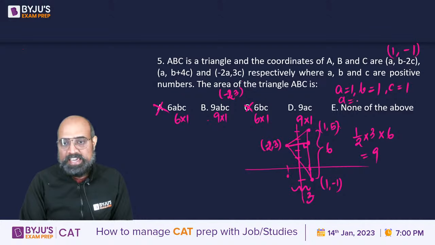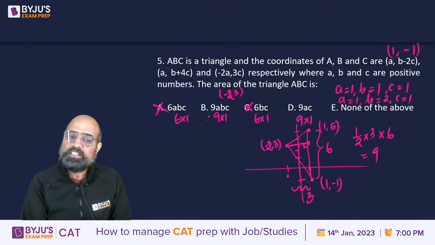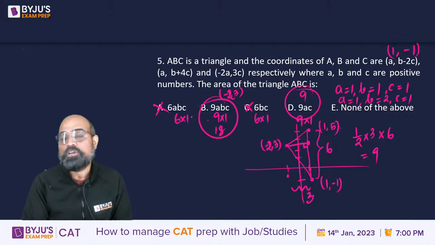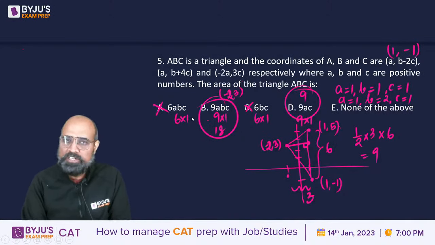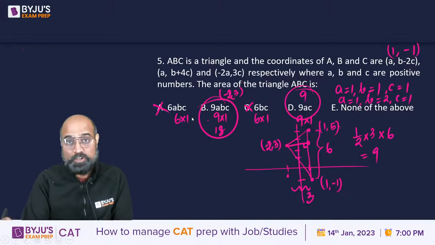So if I take A as 1, B as 2, and C as 1, now I will have two different answers, right? This is going to give me 18 and this is going to give me 9. So I have to choose which one it is going to be. None of the above, you can generally ignore. Okay? Generally, not all the time.